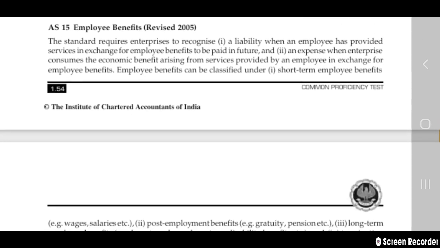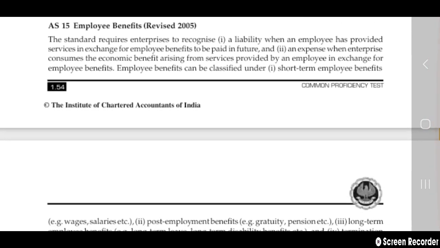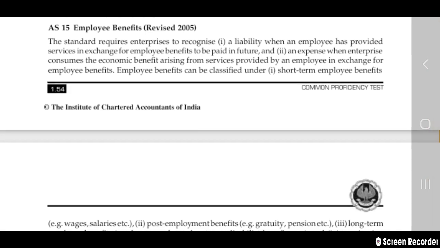Next is employee benefits, revised in 2005. This standard requires the enterprise to recognize a liability when an employee has provided services in exchange for employee benefits to be paid in the future, and an expense when the enterprise consumes the economic benefits arising from services provided by an employee in exchange for employee benefits.